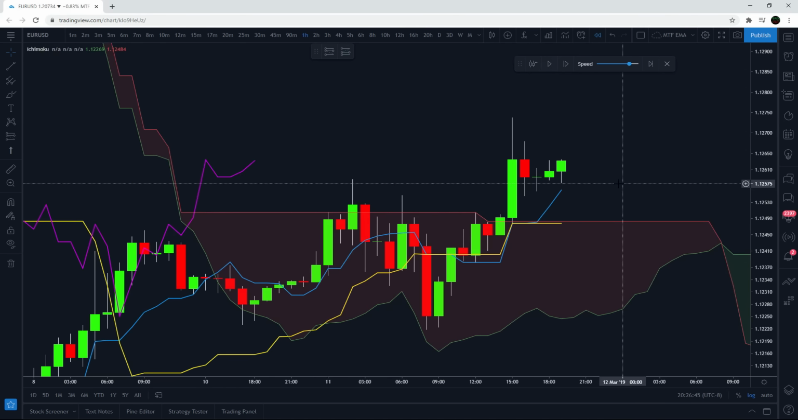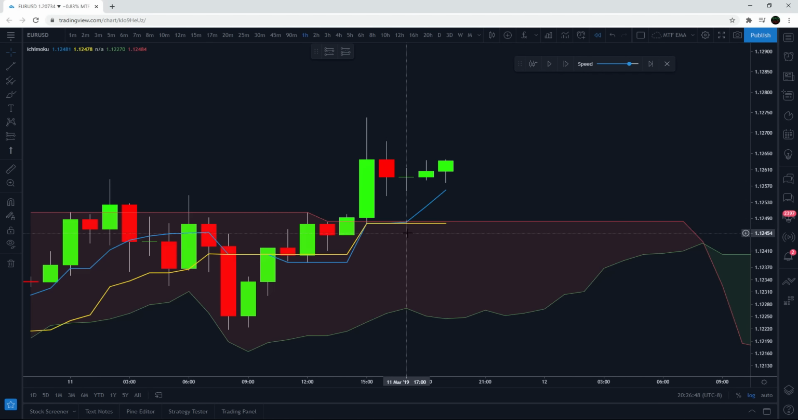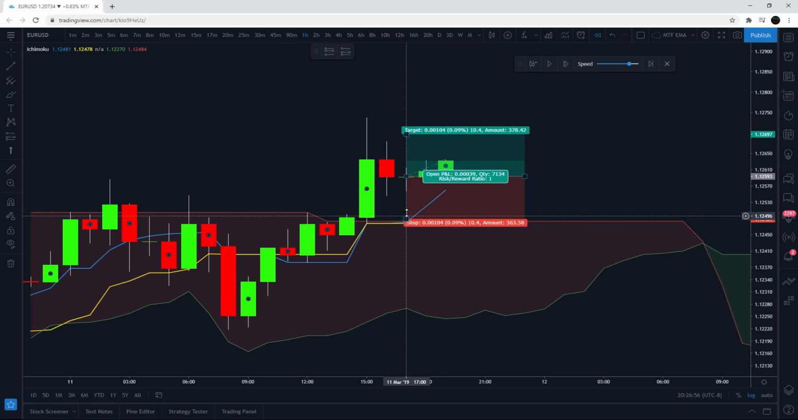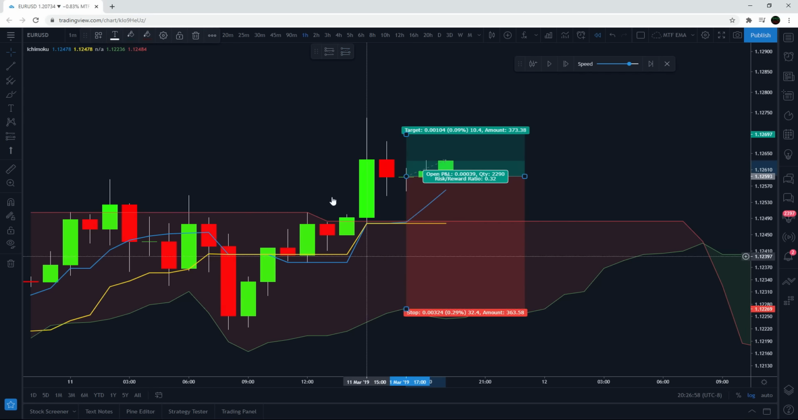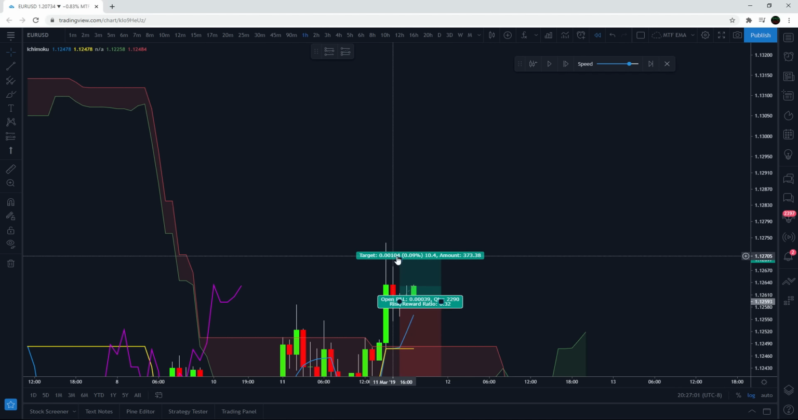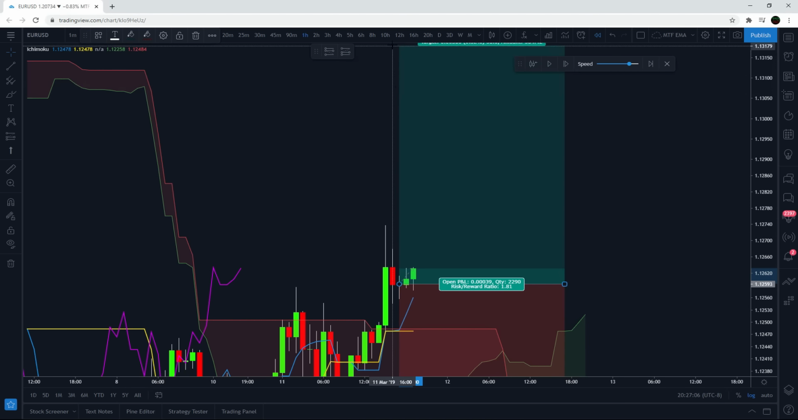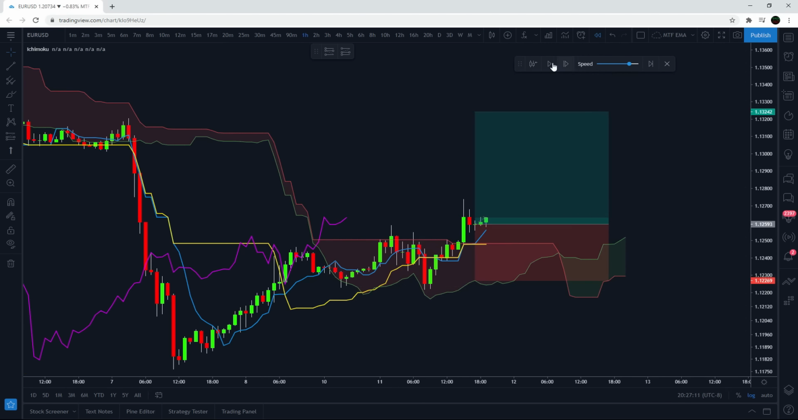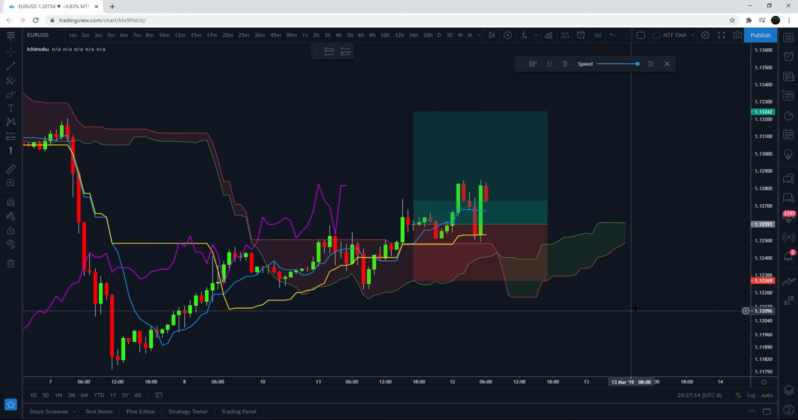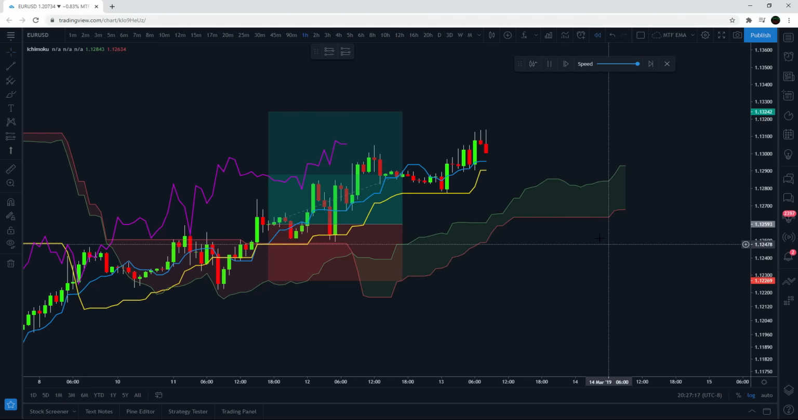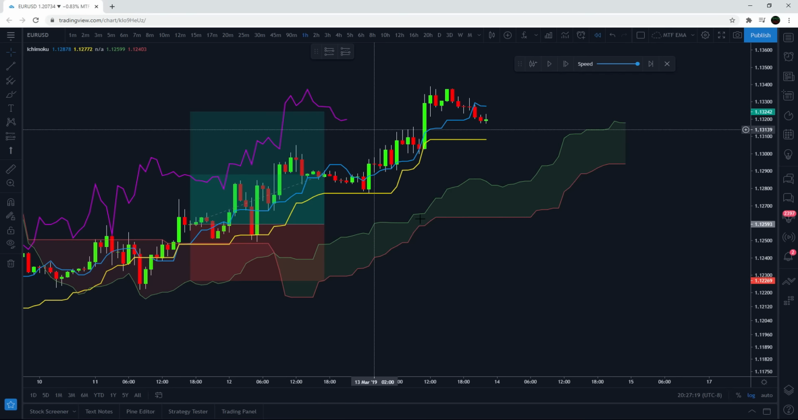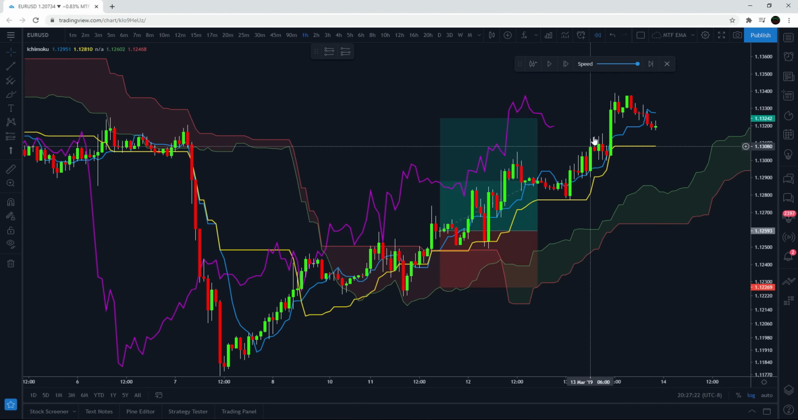Okay, so it actually just right after, looks like on this candle right here is our long signal. So you actually got a better long entry. So let's take that long. Stop below the cloud. Targeting 2 times the risk. And let's speed it up here. Okay, so that's a good one. Let's move on to the next one.